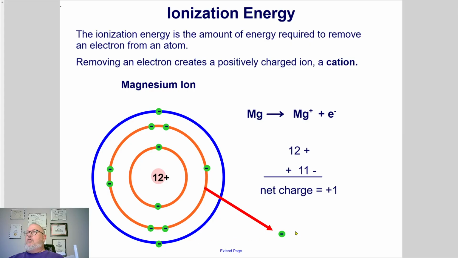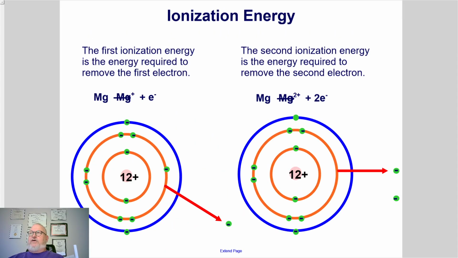When magnesium loses an electron, or one is removed from magnesium, it is no longer a neutral atom. It is now an ion with a positive charge. We call it a cation. So it's got 11 electrons and 12 protons, so it has a net charge of +1.